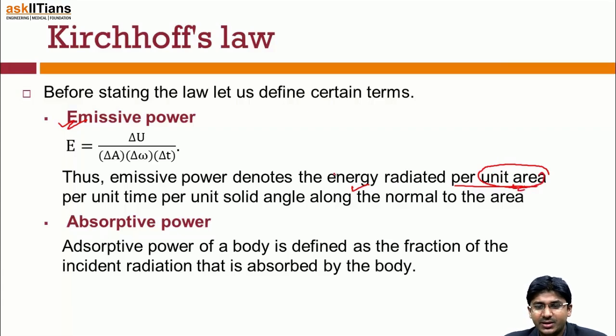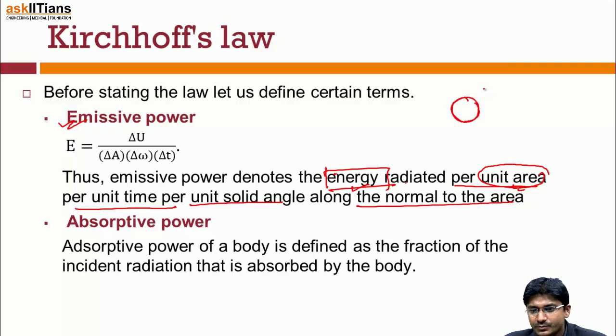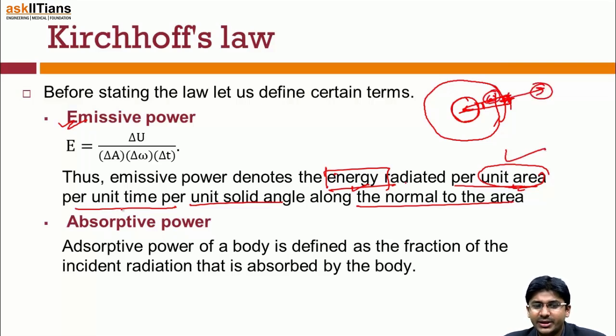This is energy per unit area, per unit time, per unit solid angle along normal to the area. So let's draw a sphere, and then you have this. Consider at this point. Now if you consider at this point, you will have to construct a solid angle here, omega. Now the energy that is radiated normal to this surface per unit area, per unit time, per solid angle will give you the emissive power.